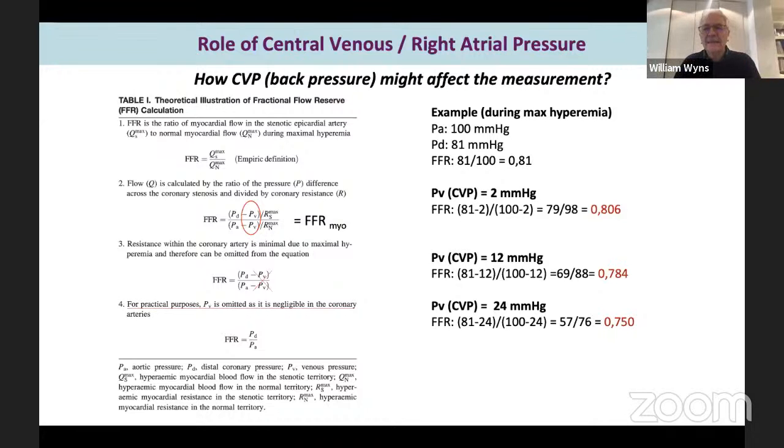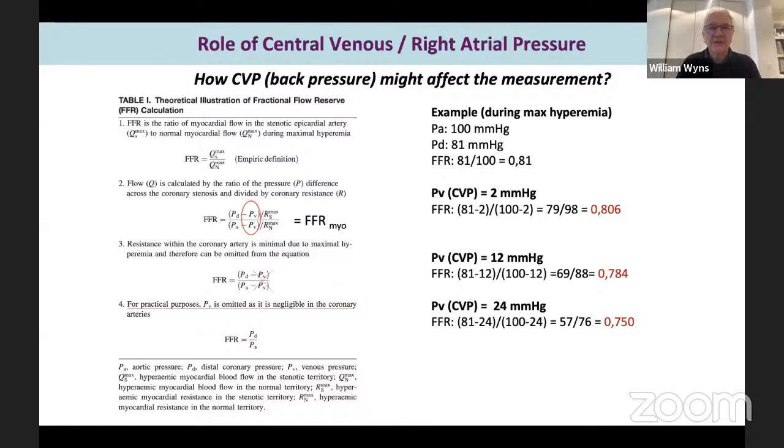Okay, let's take an example. These are the numbers there on the right part of the slide. Everything is measured during maximal hyperemia. Okay, aortic pressure 100, diastolic pressure 81. We are at the borderline. Okay, the way we measure it today is two pressures, distal and proximal. If you want to be more correct, you include the right atrial pressure as a surrogate for the myocardial venous pressure.